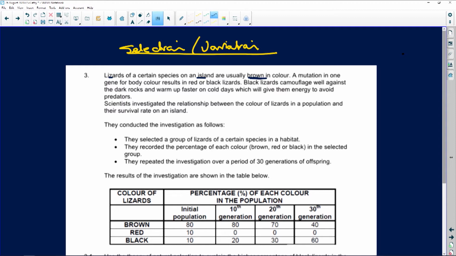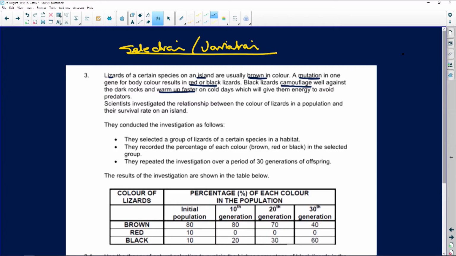So, brown in color. A mutation in one gene of body color results in red or black lizards. Okay? Black lizards, why are they good or bad? They camouflage well against the dark rocks. They warm up faster because, as you know, dark colors absorb light easier. White or lighter colors will reflect, and dark colors will absorb on cold days. This gives them the energy to avoid predators.